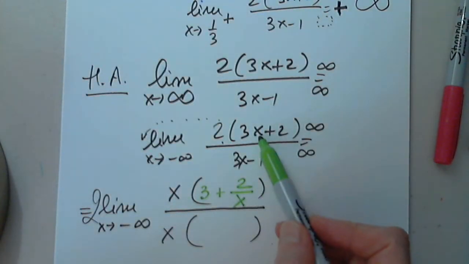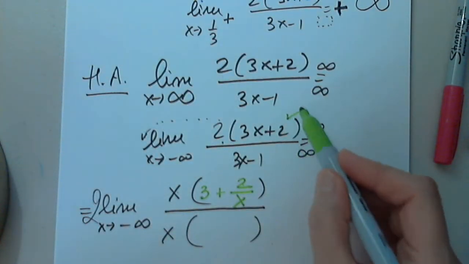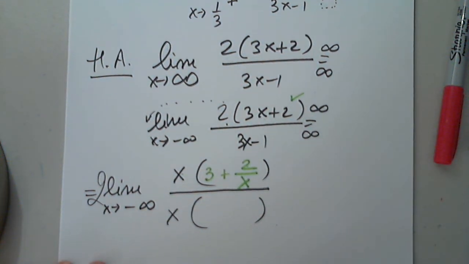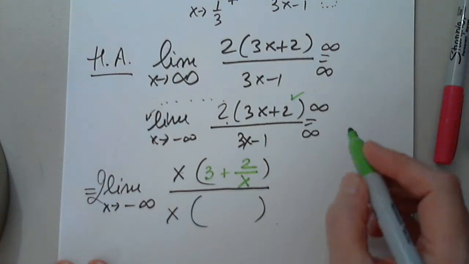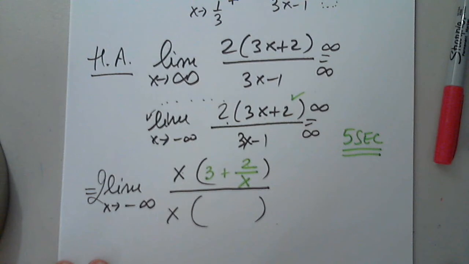X times 3, 3x. X over 1 times 2 over x. The x's go away, and I get 2. Check. What do we get in the denominator? So please remember, it takes 5 seconds to check all factorizations, so you don't make a mistake.